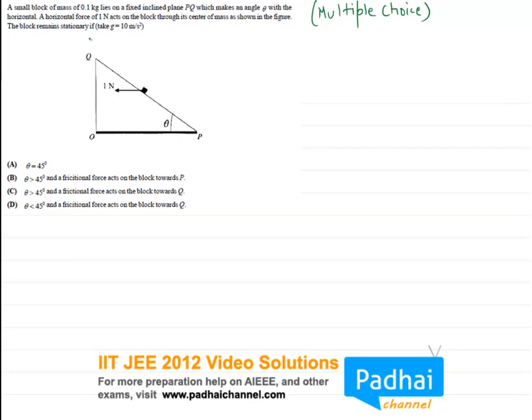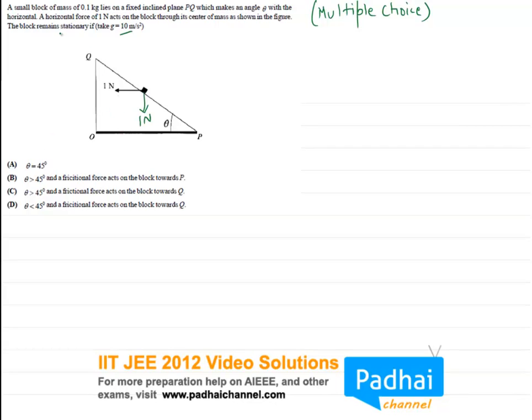The block will remain stationary at theta equal to 45. Now these are the options, right? So 1 Newton is over here and mg will be acting downwards. M is given to us as 0.1 and g is given as 10. That means 1 Newton, right?